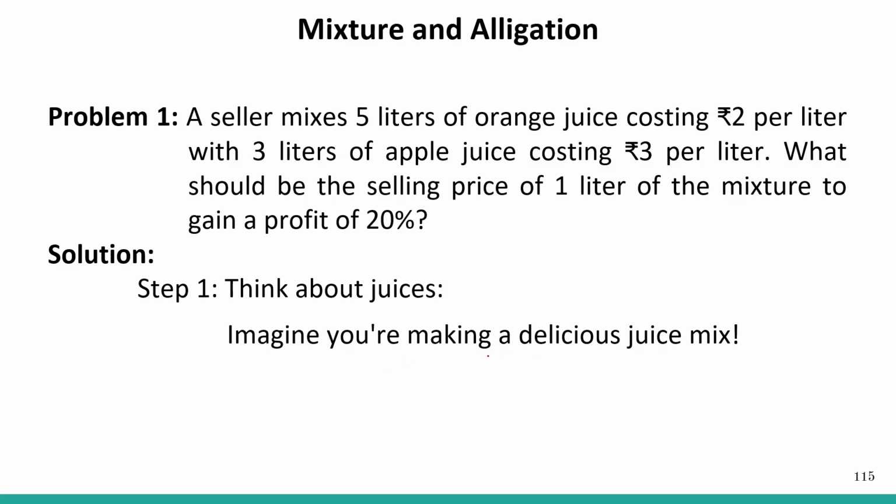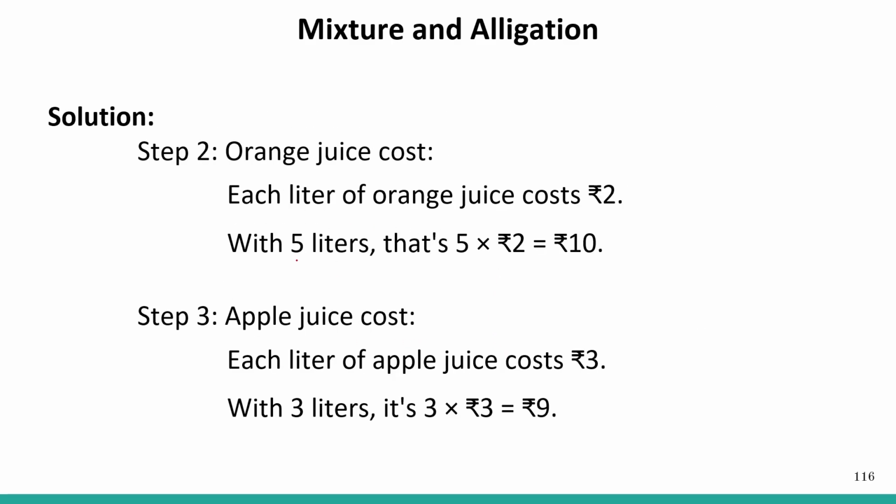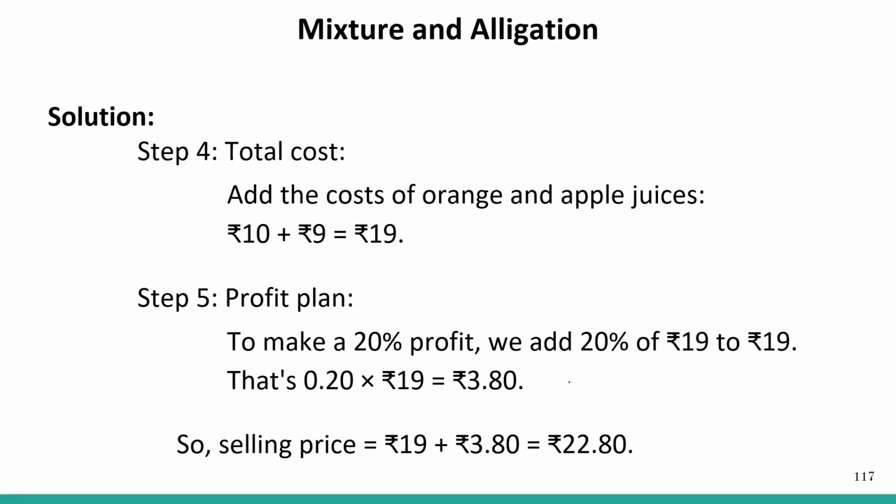So imagine you are making a delicious juice. Since we have 5 liters of orange juice, it will cost 10 rupees. And for apple juice, since we have 3 liters and the per liter cost is 3 rupees, it will be cumulatively 9 rupees. So total cost will be 10 plus 9, which is equal to 19. So the profit plan: to make 20% profit, we want 20% of 19, that is 0.20 into 19, which is 3.80. So the selling price is 19 plus 3.80, which is equal to 22.80.